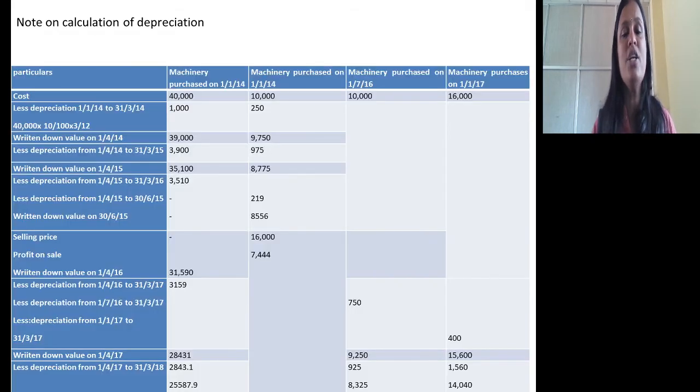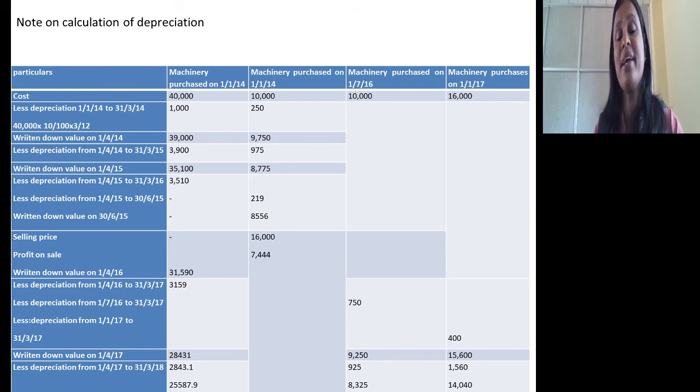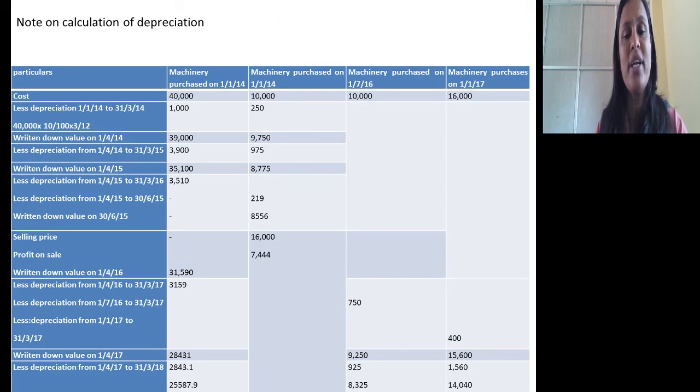Let me see the note on calculation of depreciation. Machinery purchased on 1/1/2014: I bifurcated it into 40,000 and 10,000. Means the 50,000 is divided into two parts: 40,000 which will be with the organization till the end of its lifetime, and 10,000 which will be sold in a later year. Then again the machinery on 1/7/2016 and on 1/1/2017. Now let us look at the cost.